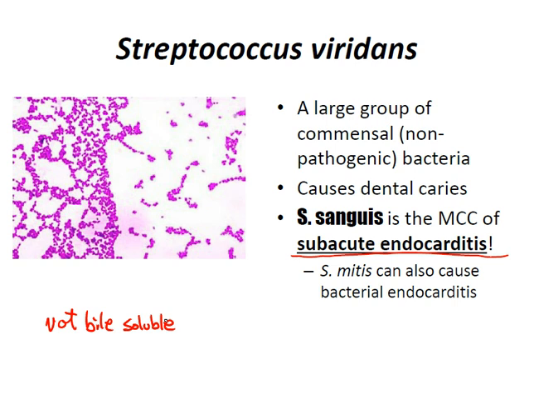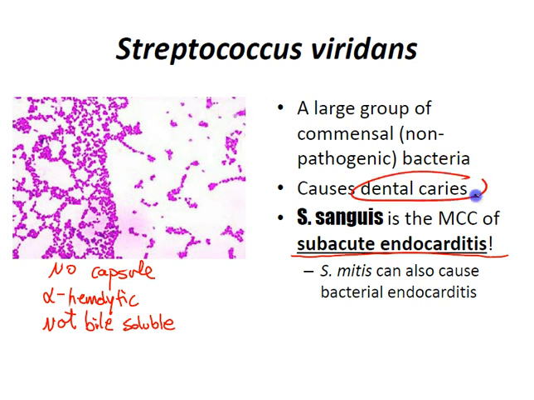For example, it's not susceptible to lysis by bile, versus strep pneumo, which is bile soluble. And that is pretty much strep viridans for you in a nutshell. Just remember, it causes dental caries.